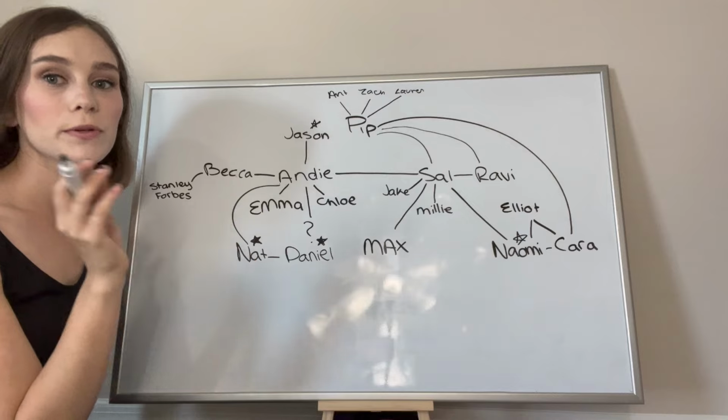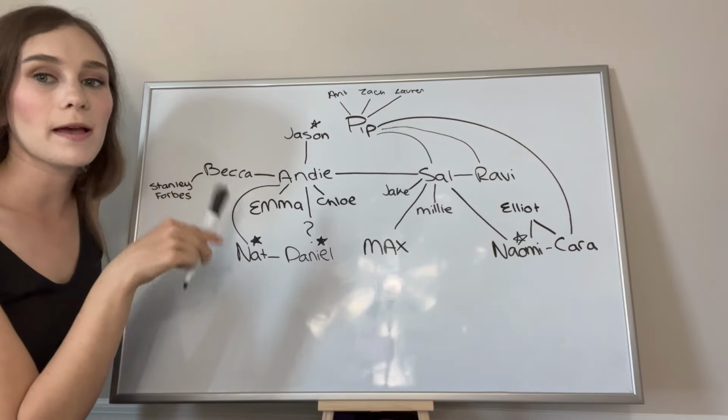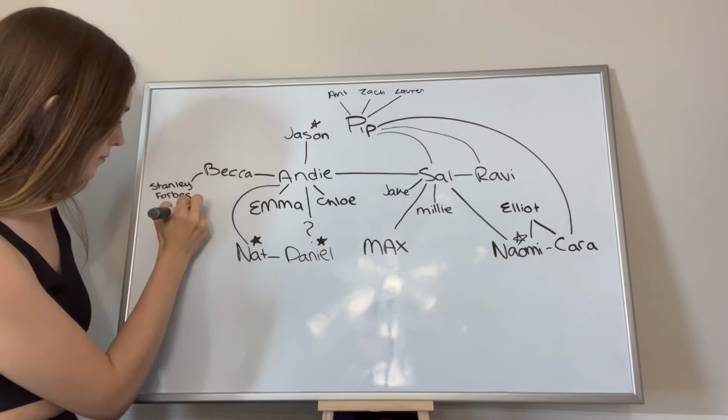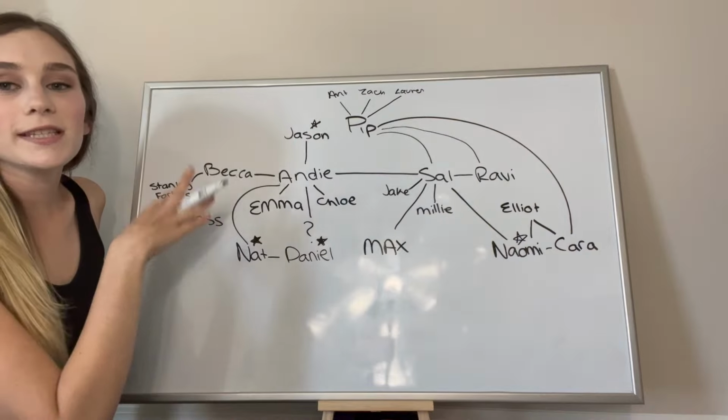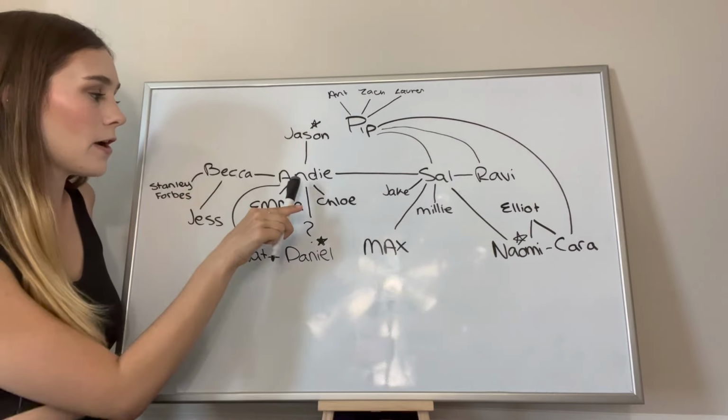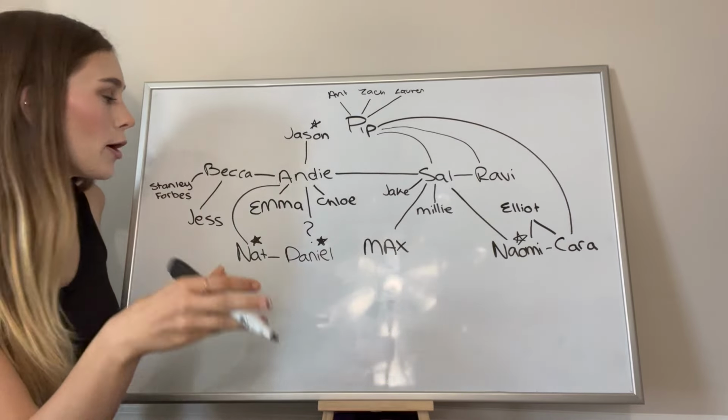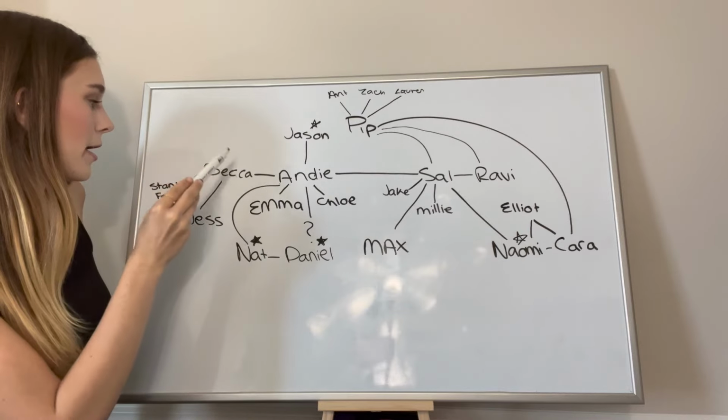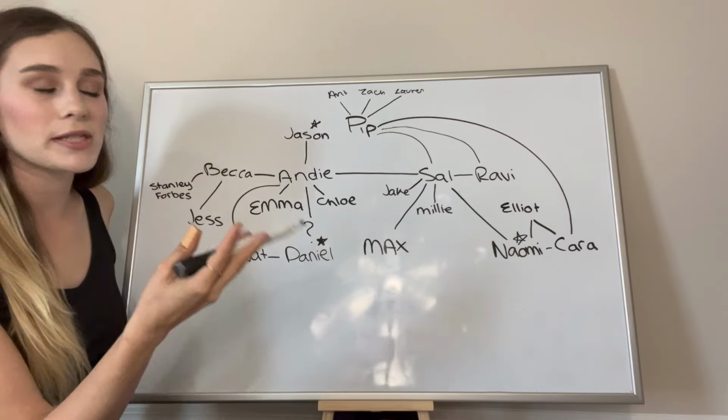Next, Pip interviews Jess Walker, who is Becca's ex-best friend. Jess tells Pip that one night they decided to follow Andy to one of the calamity parties, and while they were there, Becca ditched Jess to go hook up with some guy.